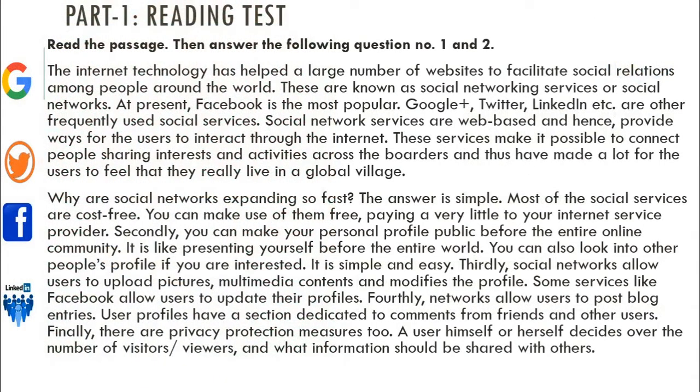Okay, let's get started. Here you have part 1, reading test. Read the passage, then answer the following questions number 1 and 2. I am reading this comprehension for you. The internet technology has helped a large number of websites to facilitate social relations among people around the world. These are known as social networking services or social networks. At present, Facebook is the most popular. Google+, Twitter, LinkedIn, etc. are most frequently used social services. Social network services are web-based and hence provide ways for the users to interact through the internet. These services make it possible to connect people sharing interests and activities across the borders and thus have made a lot of users feel that they really live in a global village.